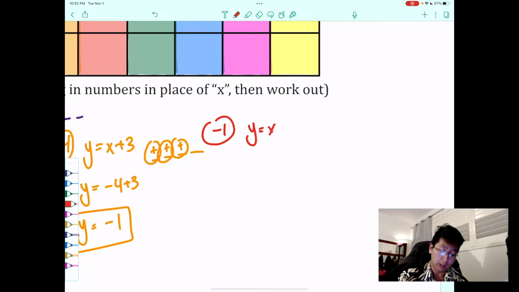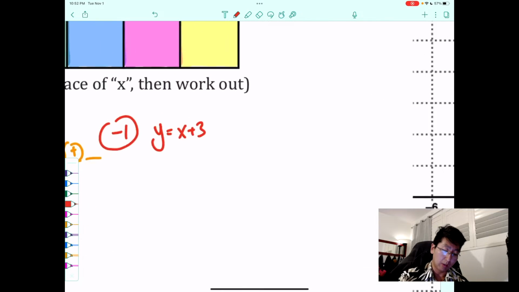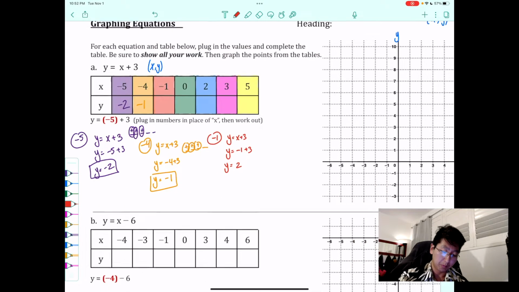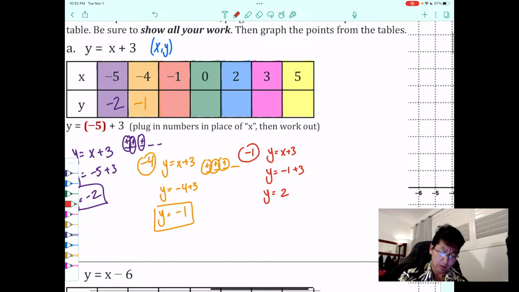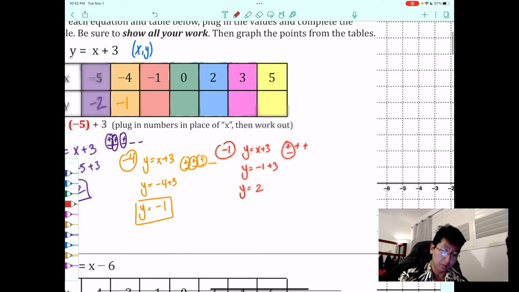Y equals x plus 3. That's our equation. This is what we're graphing. Where did I get that? Right there. So what is y when x equals -1? Let's see. Y equals -1 plus 3. Y equals 2. Did I do that right? -1 plus 3. -1 plus 1, 2, 3. Yeah, I did. We have a zero pair and y equals 2.